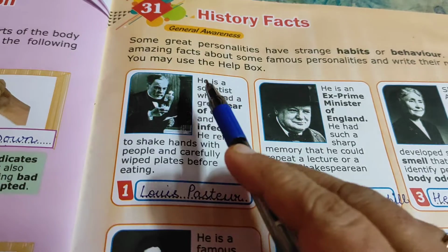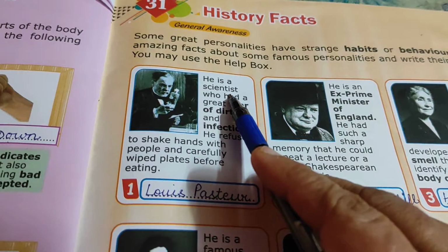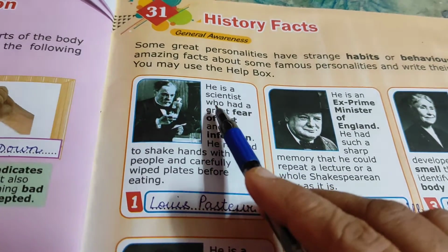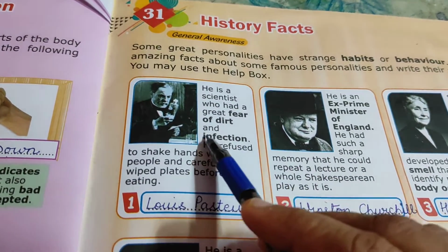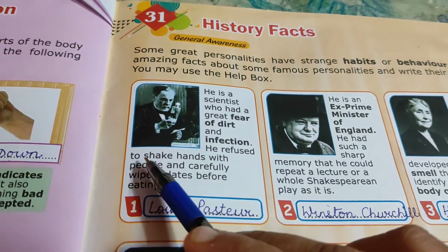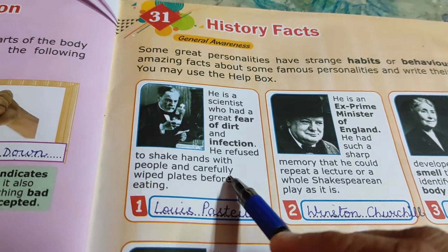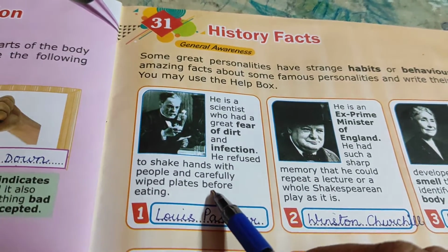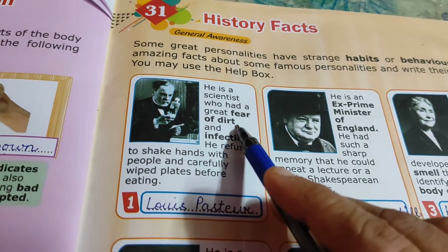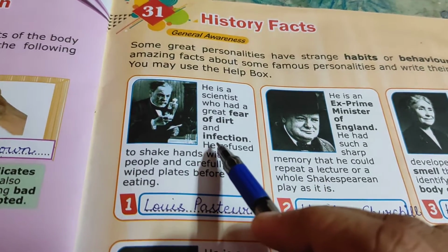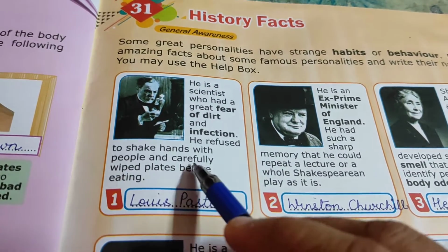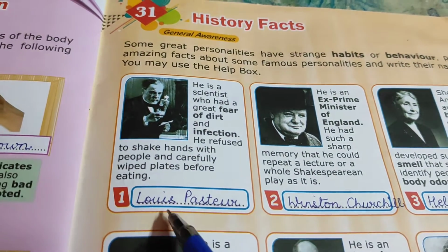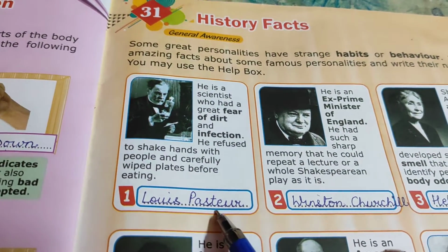Louis Pasteur, he was a scientist. We all know about him. He had made great inventions, and what was his strange habit? That he had a fear of dirt and infection. He refused to shake hands with people and carefully wiped plates before eating. So this scientist was a bit psychic, that he had a fear of dirt and he always cleaned his dishes before eating in them, and he never shook hands with anybody. And this great scientist is Louis Pasteur.